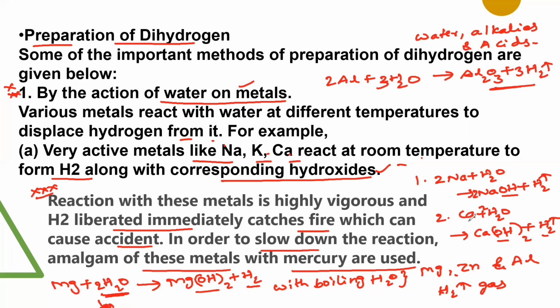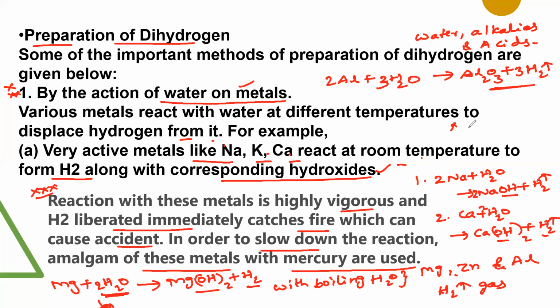potassium. Sodium, calcium, and potassium. Reaction with these metals is highly vigorous, and the hydrogen liberated immediately catches fire. The hydrogen liberated from these equations catches fire and can cause an accident. So, in order to slow down these reactions, amalgams of these metals with mercury are used.